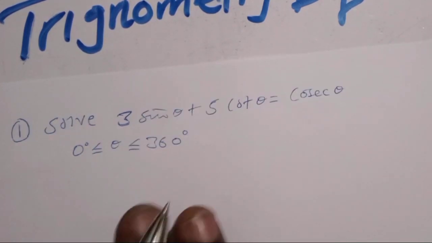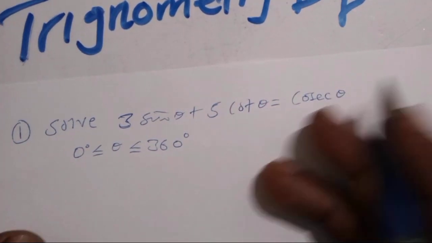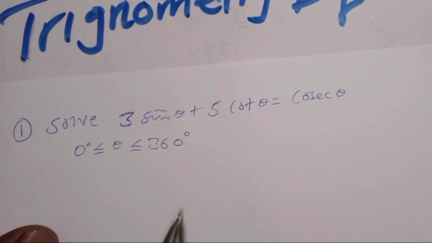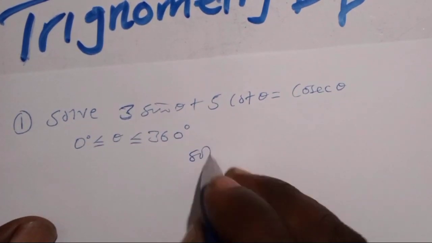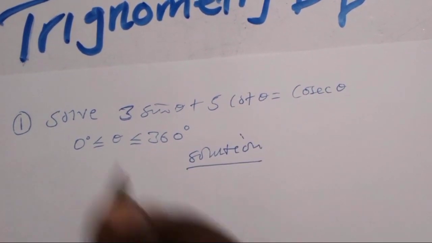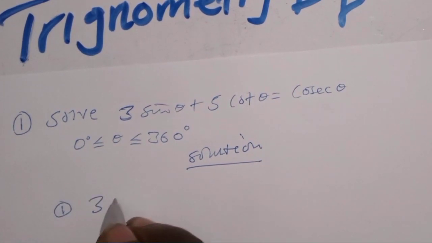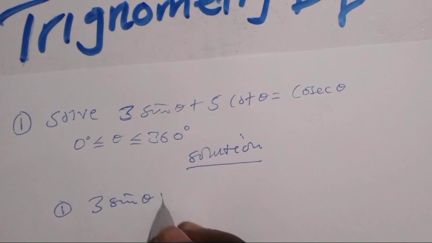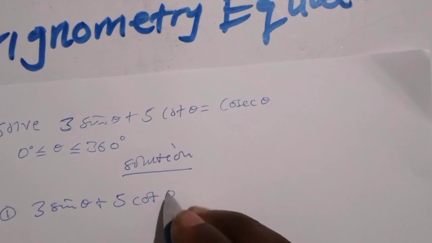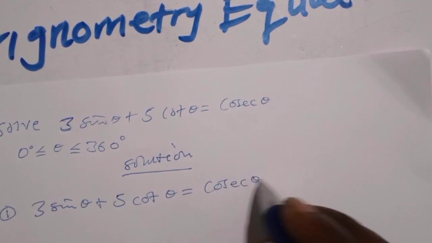So our limit is 360 and below. Let's get started with the solution. Let's write down the question: 3 sine theta plus 5 cot theta is equal to cosec theta.